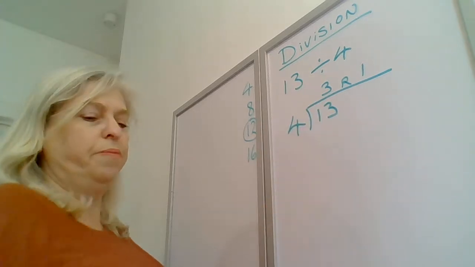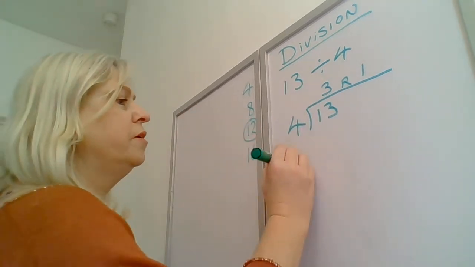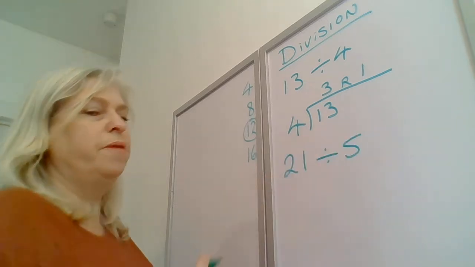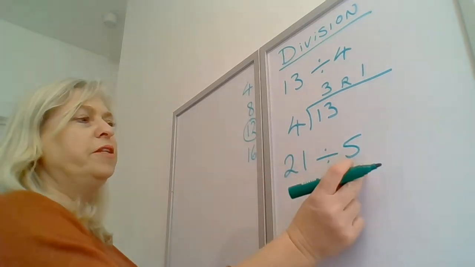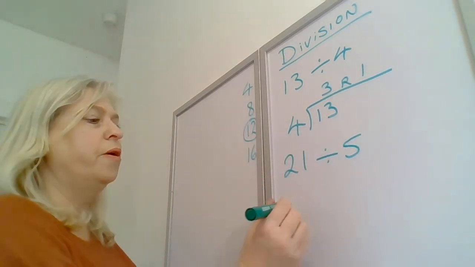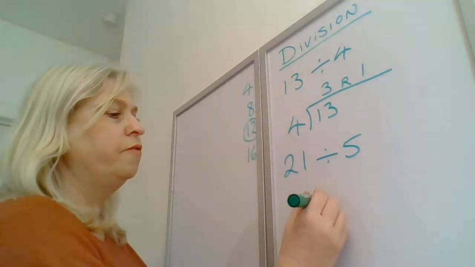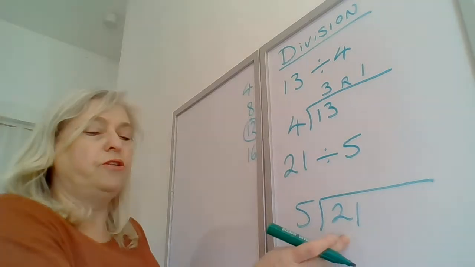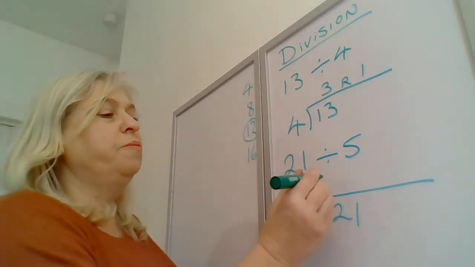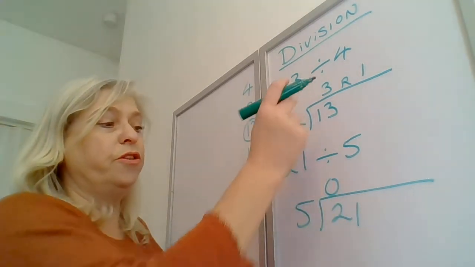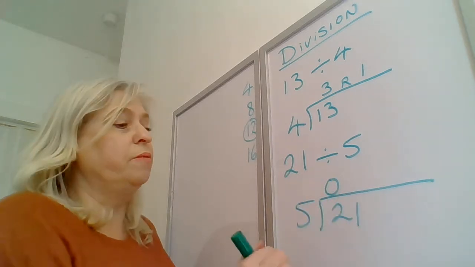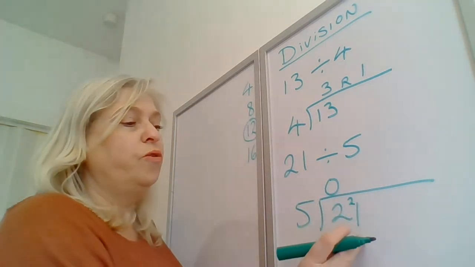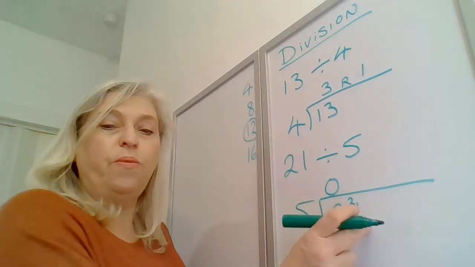Let's try another one. Let's try 21 divided by 5, okay? So that means 5 into 21. 5 doesn't go into 2 because 2 is too small. So we can put a 0 there if we want. I didn't on the one at the top, but we can always do that if it helps us. And the 2 needs to carry over to the 1, so we now have 21 there.